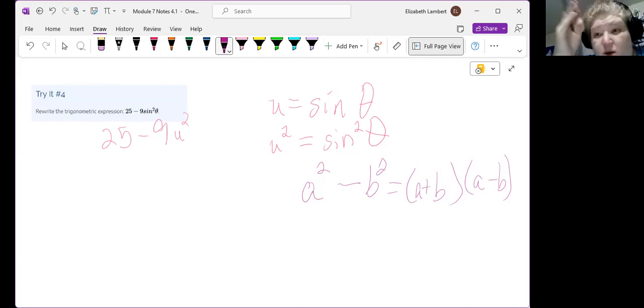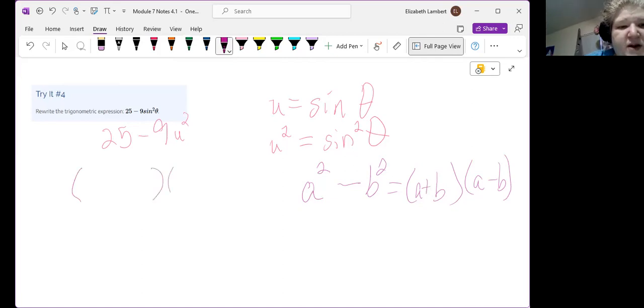The one that we just saw previously was when we had the 1 minus sine times 1 plus sine. That multiplied into 1 minus sine squared. So that was multiplying up to a difference of squares. This is undoing that process.